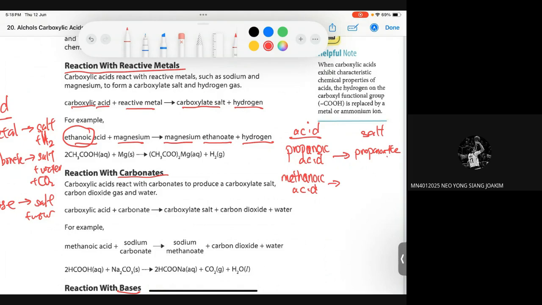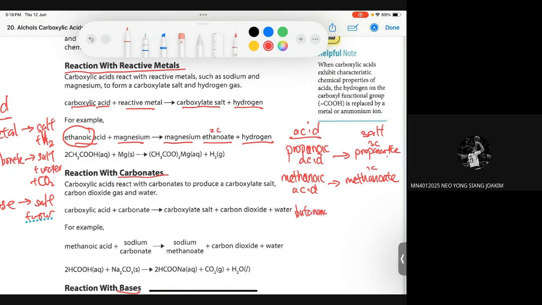Methanoate, good. So it'll be something methanoate. I want to do all the 4 examples. So I got ethanoate, which is for 2 carbon. I got propanoate, which is 3 carbon. Methanoate is 1 carbon. The last one I have is butanoic acid.